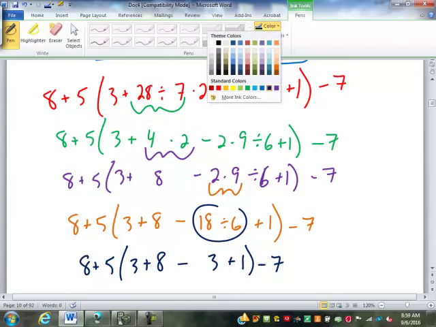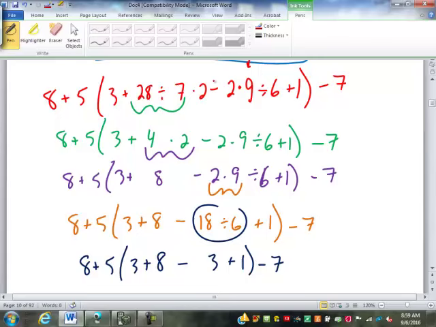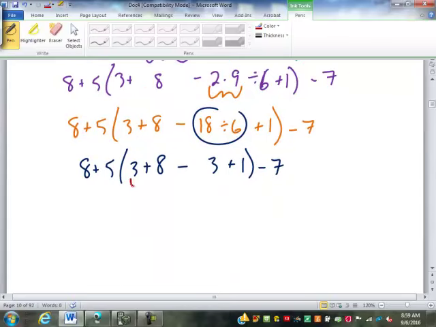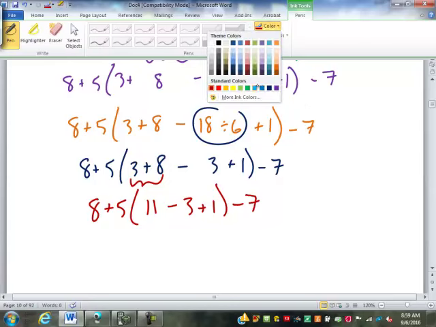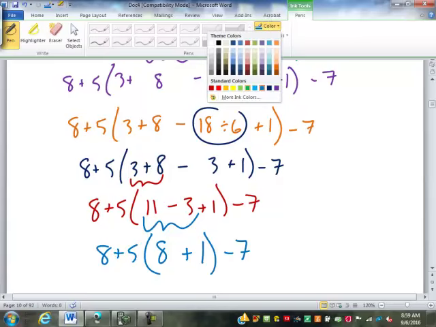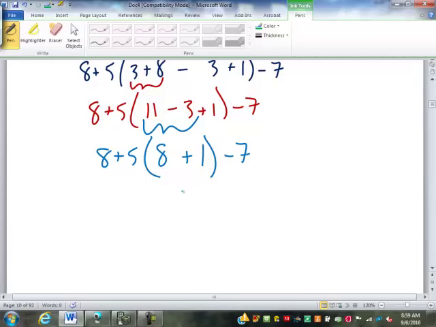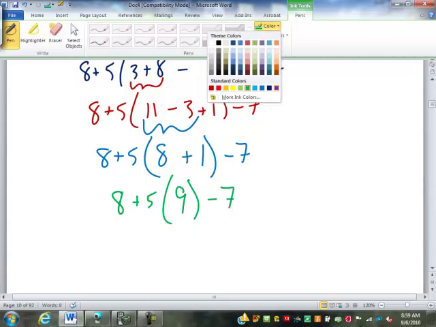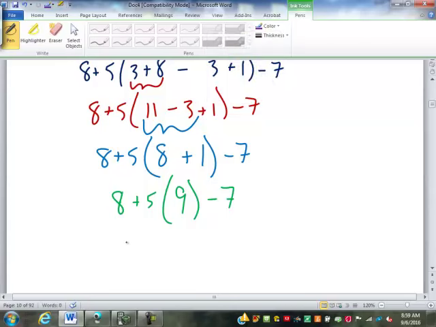We're all done with multiplication and division in there, so we're going to go ahead and move to addition and subtraction. We're going to go left to right again. 3 plus 8 is 11. And then 11 minus 3 is 8. And then 8 plus 1 is 9. Now that I've reduced what's in that parentheses, in that enclosing symbol, to a single number, I don't need the parentheses anymore. So I'm going to take out the parentheses.